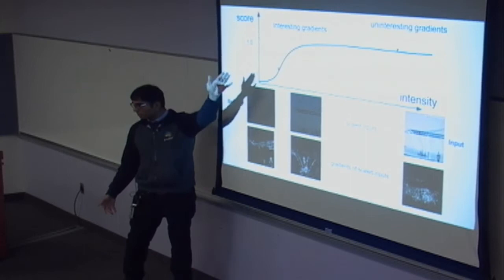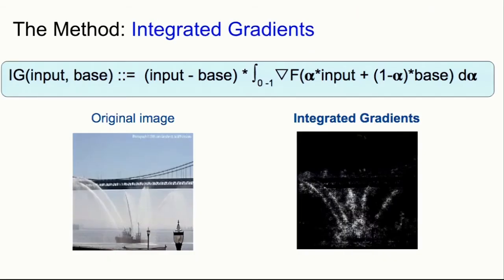So this gives us our method. Our method is, let's take the straight line path from the baseline to the image and integrate the gradient along this path. So it's the line integral of the gradient.